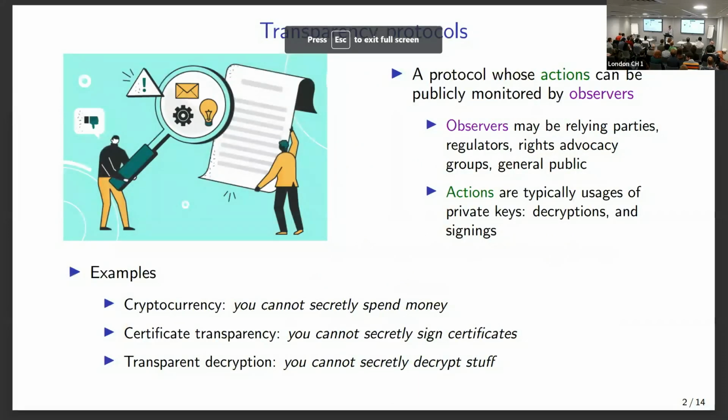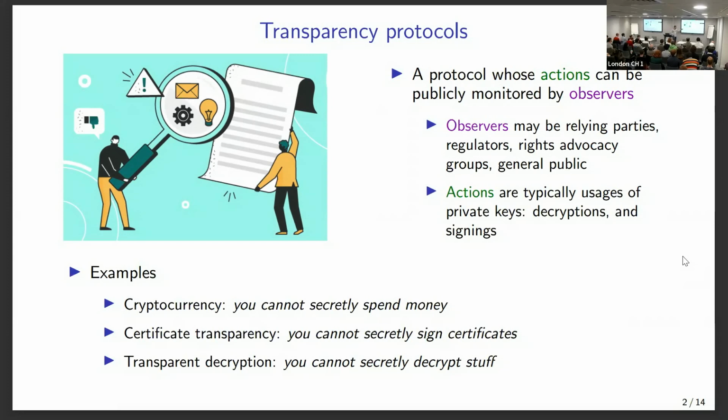So transparency protocols, if I get rid of the full screen. Yes, it's gone. Transparency protocols are protocols whose actions can be publicly monitored by observers. Observers may be relying parties, people within the protocol, or regulators, rights advocacy groups, the general public, and things like that. I'll come to some examples in a moment. Actions are typically, in this context at least, the usage of private keys. Private keys are used for decryption and for signing, but those are the actions that we want to make observable.